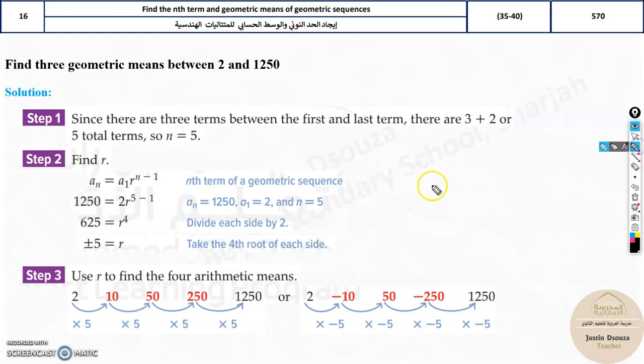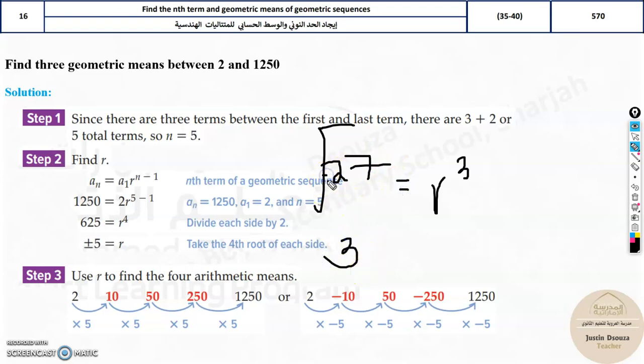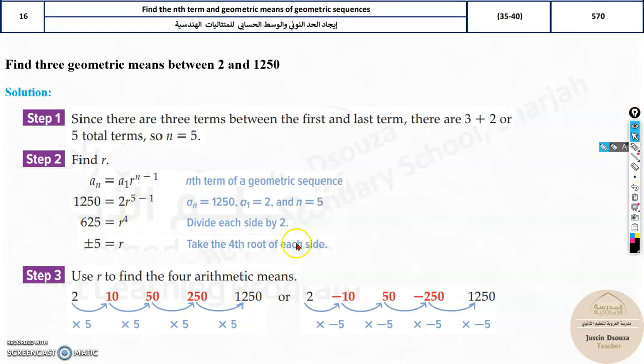If this was odd, say r to the power 3, and you're solving, say, 27, this would be just 3. Or if it was minus 27, it can have negative values inside the radical as well. If it's an odd power, it would be minus 3. It's not plus or minus, it's separate. So this is the thing.